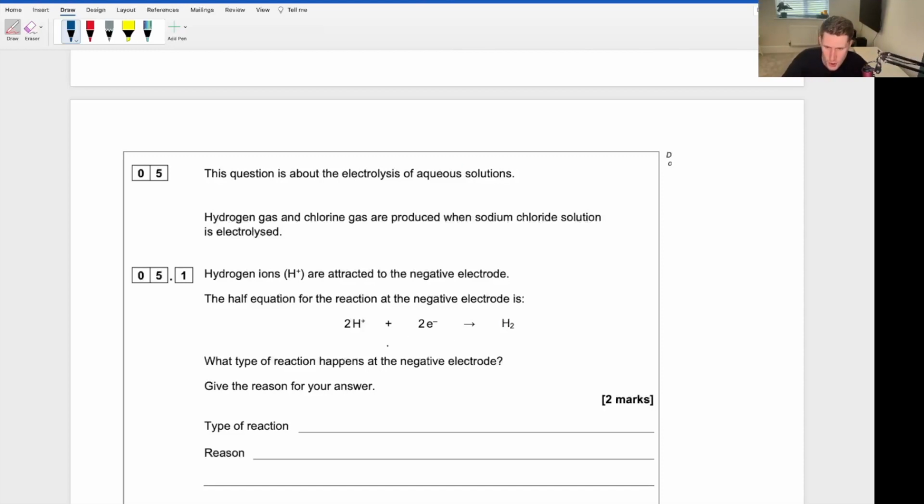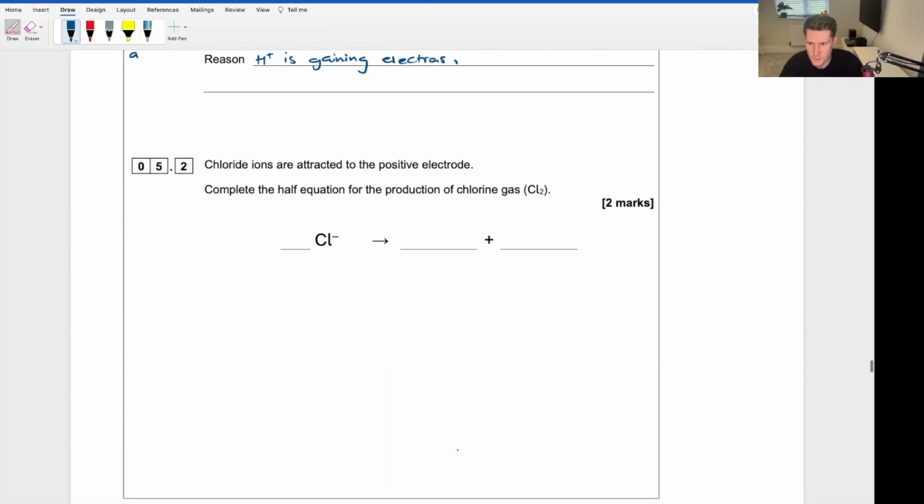So what is actually occurring? Well, you've got H+ and they're gaining electrons. H+ plus 2 electrons gives us a hydrogen molecule. What do we call that when something gains electrons? Well, I remember the term OIL RIG. Oxidation is the loss of electrons. Reduction is gain. So we're gaining electrons, so this is called reduction. How do I know? Because it's gaining electrons. Now we have to do a half equation. I can tell that straight by looking at that.